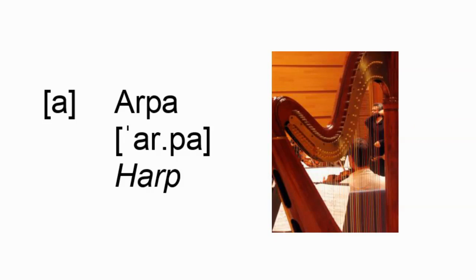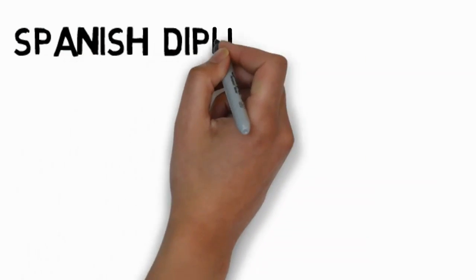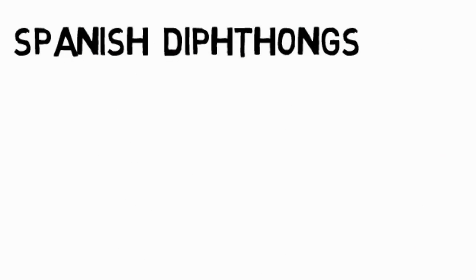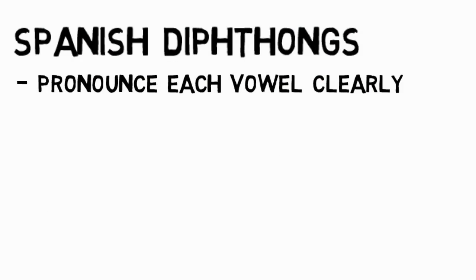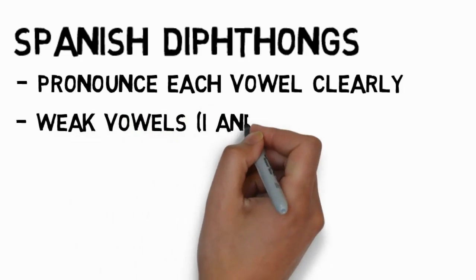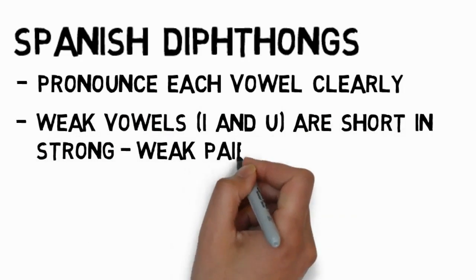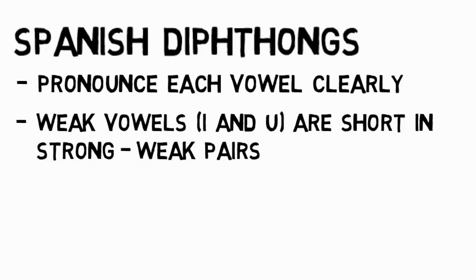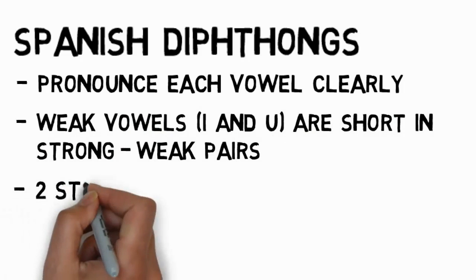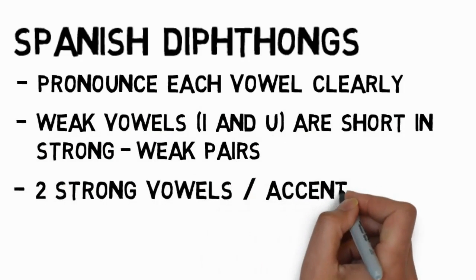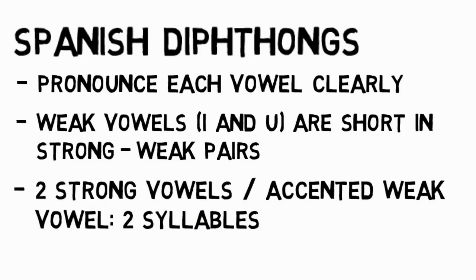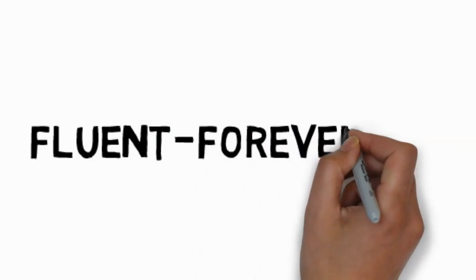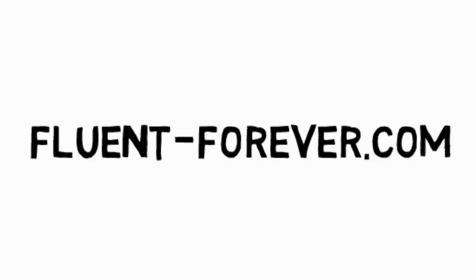And then come all sorts of combinations, where the most important things to remember are to pronounce each vowel clearly and completely. A, E, I, O, U. Make the weak vowels, I and U, shorter when they show up with strong vowels. Ya, ay, wa, au. And if you have 2 strong vowels or a weak vowel with an accent sign, pronounce both vowels as 2 syllables. Paella, baúl. And with that, we've covered all the sounds of Spanish. Next stop, a few Spanish spelling rules.